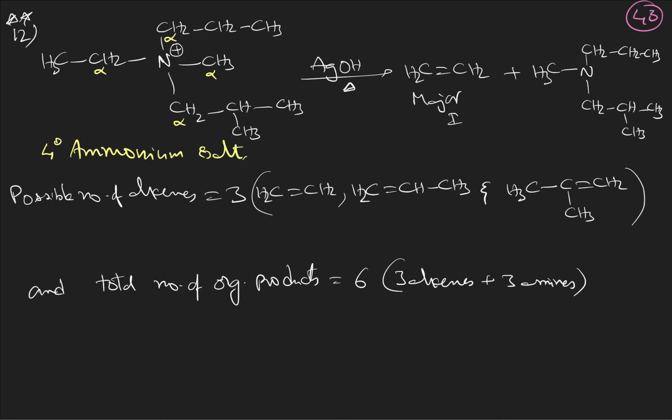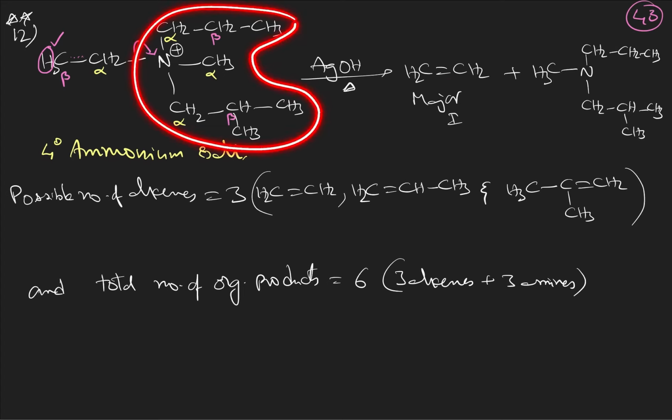And now coming to this, this is the beta carbon. This is the beta carbon. This is the beta carbon. Which beta carbon hydrogen is more acidic? Can you say? Which beta carbon hydrogen is more acidic? This beta carbon hydrogen is more acidic. Therefore, this hydrogen will be removed and a double bond will be formed here, and trialkyl amine will be removed from here. Therefore, you will get ethene as a product and trialkyl amine as the byproduct. This is called a Hofmann elimination reaction.